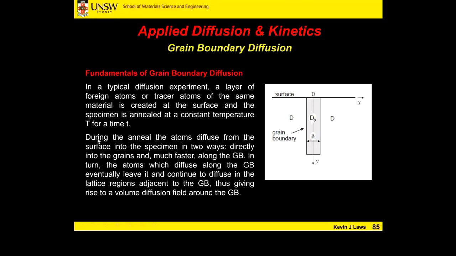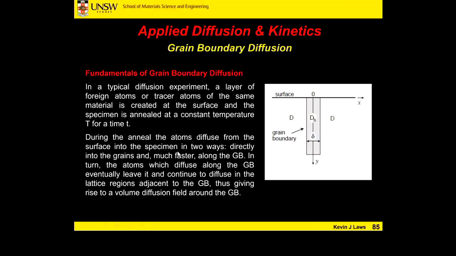During our annealing stage, the atoms diffuse from the surface into the specimen in two ways. Atoms can directly diffuse into the grains themselves. But we know straight away that the diffusion coefficient of the grains themselves is much, much less than that of the grain boundaries. This is what we would do for a typical doping setup in single crystal silicon in the semiconductor world.